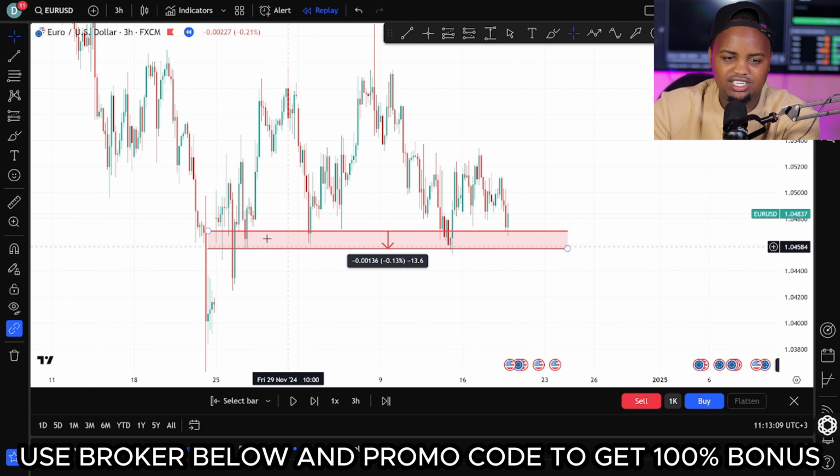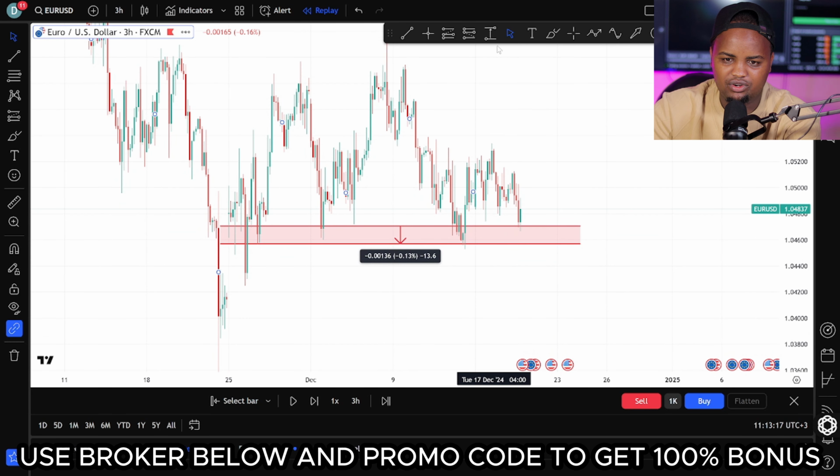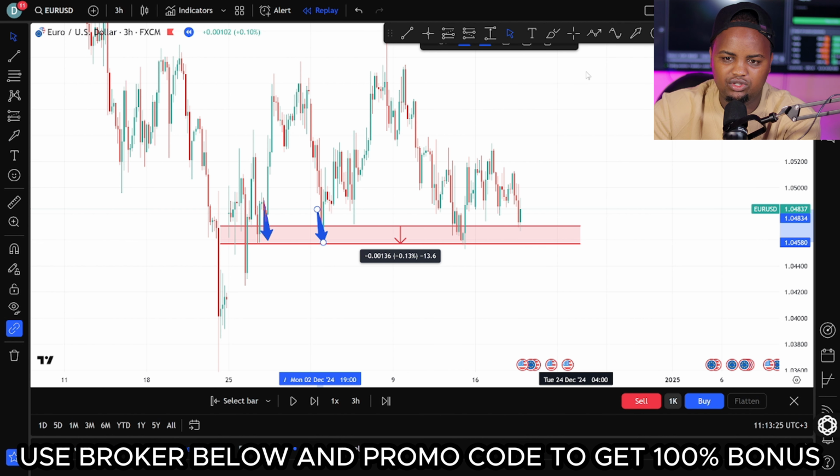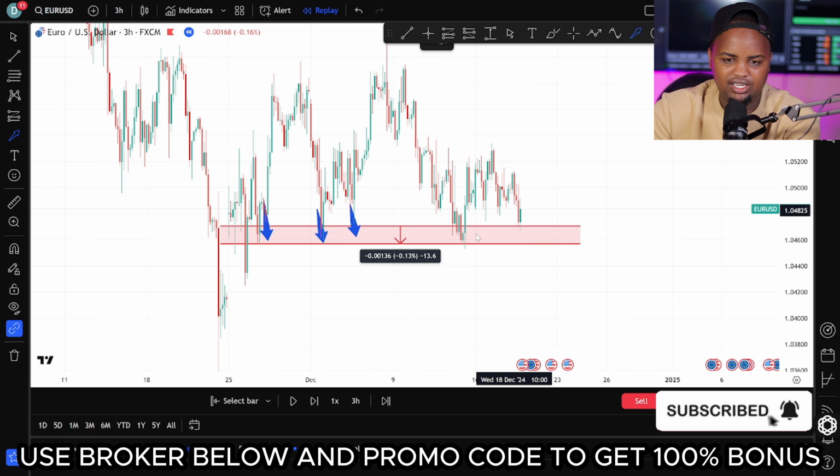For instance, you can see this is a very interesting key area of interest where the market has been coming to this region and testing this zone several times, as you can see around that area. You can see this testing point here, and we have another one here, and another one here, and also something that is coming up here.